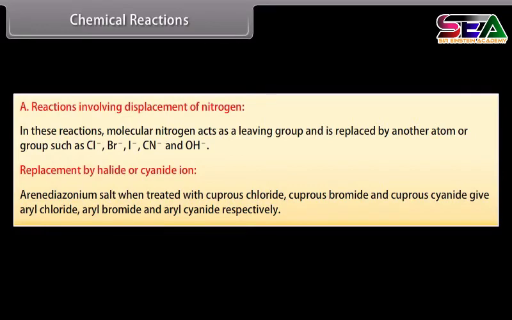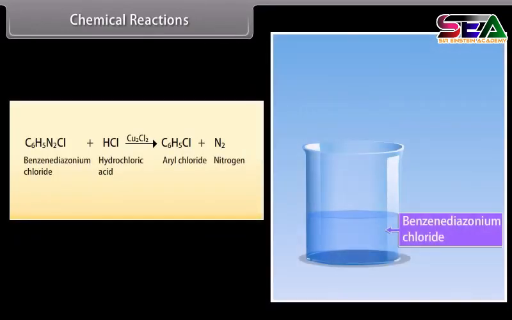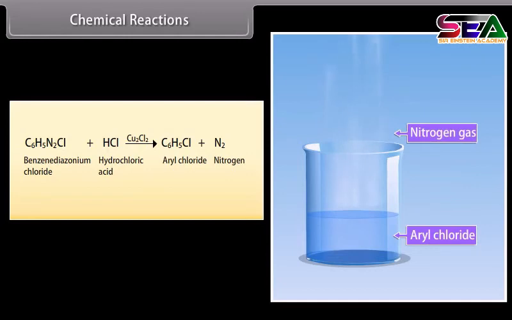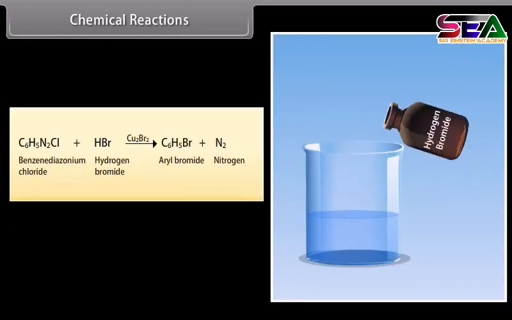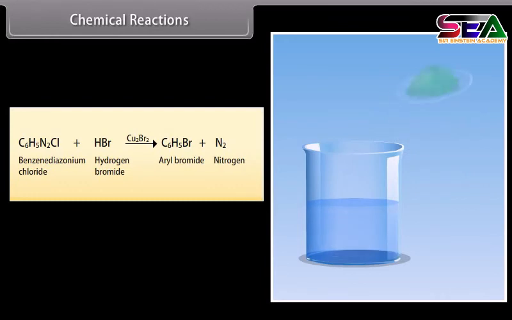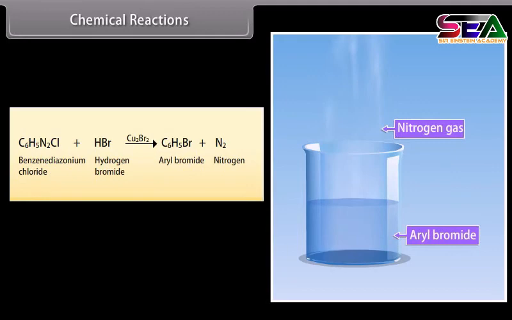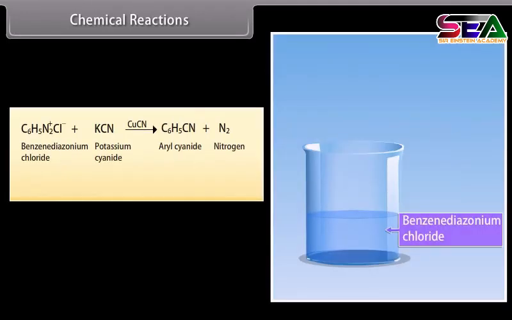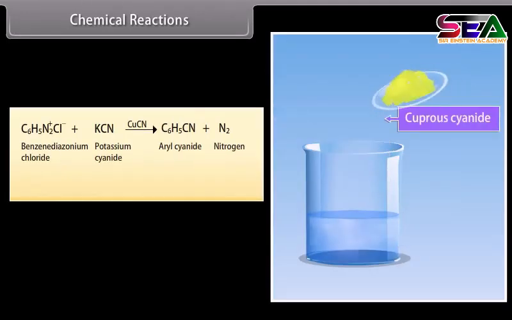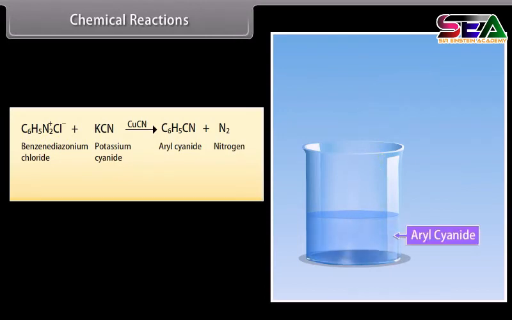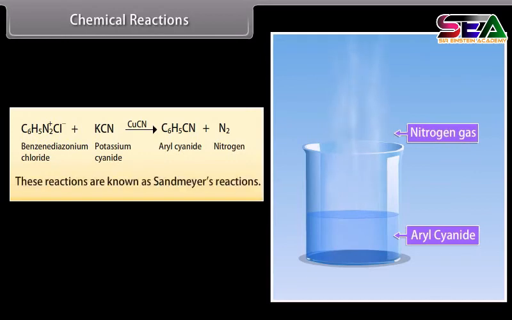cyanide respectively. Benzene diazonium chloride reacts with hydrochloric acid and cuprous chloride and yields aryl chloride and evolves nitrogen gas. Benzene diazonium chloride reacts with hydrogen bromide and cuprous bromide and yields aryl bromide and evolves nitrogen gas. Benzene diazonium chloride reacts with potassium cyanide and cuprous cyanide and yields aryl cyanide and evolves nitrogen gas. These reactions are known as Sandmeyer reactions.